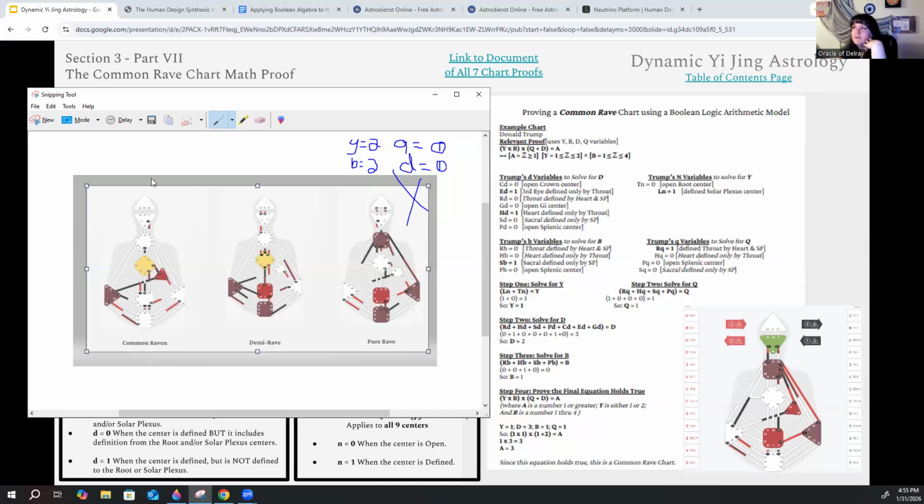In the common rave, Y is 0. We want Y to be 1 or 2, so that fails. And then the demi-rave has no B value. We want B to be a number 1 through 4. So none of these charts will pass the common rave test except for President Trump.